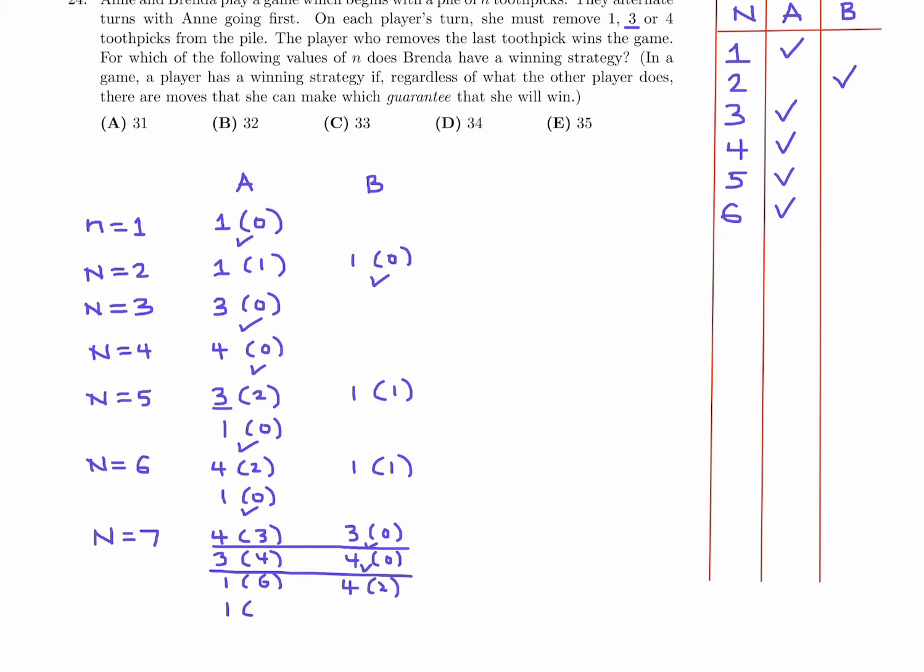She can only remove 1. That leaves 1. And then Brenda just removes that 1 to get 0. So in all scenarios for n equals 7, Brenda wins. So finally we got a check mark for Brenda.